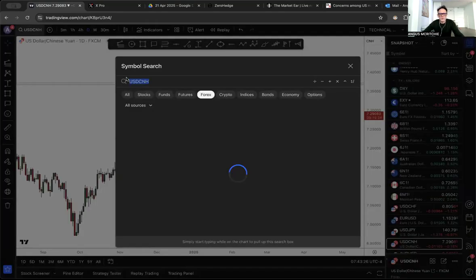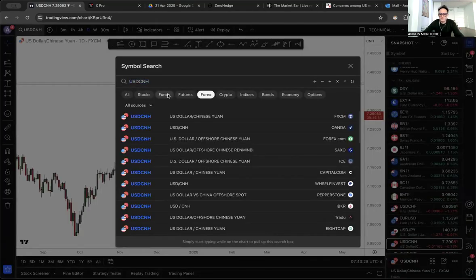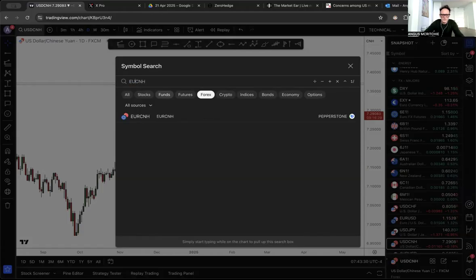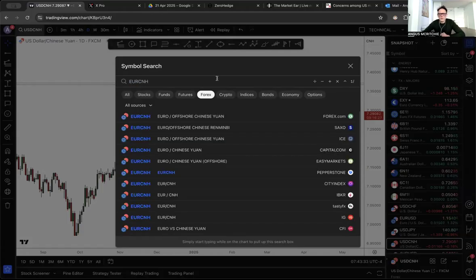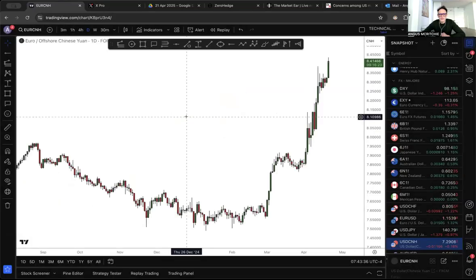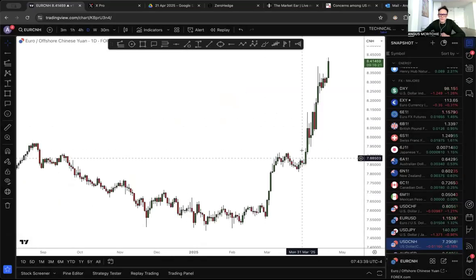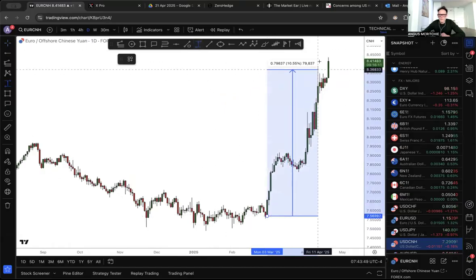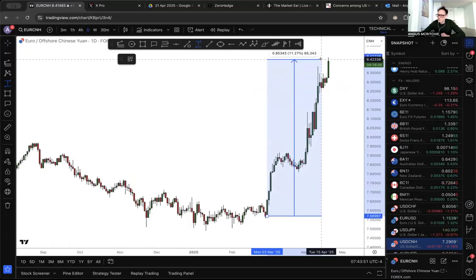But where it does get quite interesting is if you look at some of the other currencies against the Chinese offshore. So let's say we go on the euro CNH. You can see how strong that's been. So look at the euro strengthening here. My point is that if we look, let's say, since the 3rd of March, we can see that the euro has strengthened 11%. That's basically in about 6 weeks against the renminbi.